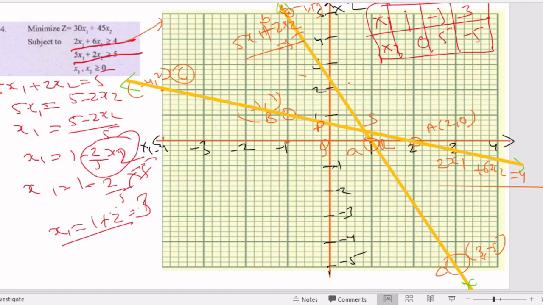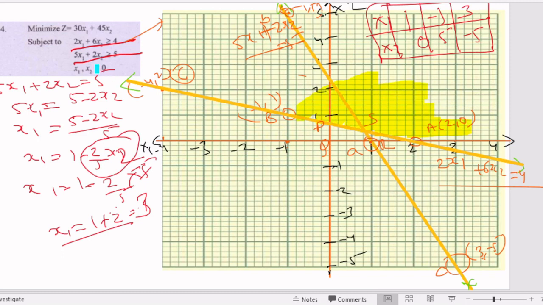It will be decided. How to decide? See here. It says 2x1 plus 6x2 greater than or equal to 4. So which line? This line. Greater than or equal to 4 means what? Anything above this line, because it is greater than or equal to 4.